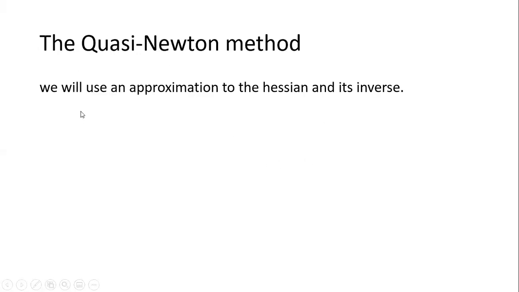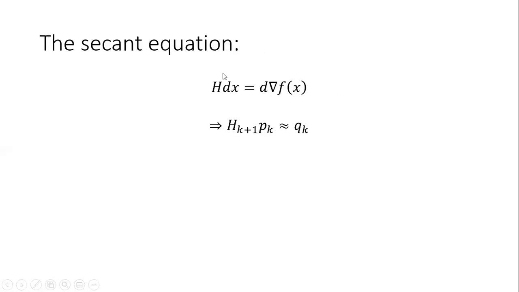The quasi-Newton method. We will use an approximation to the Hessian and its inverse. So, we know by definition that the differential of the gradient of f(x) is the Hessian multiplied by the differential of x. So, we can write, substituting and using our annotations, that Hk plus 1 multiplied by pk equals qk, because dx is xk plus 1 minus xk, so it can also be written as p, and the differential of the gradient of f(x) is the gradient of f(xk plus 1) minus the gradient of f(xk), and it can also be written as q.